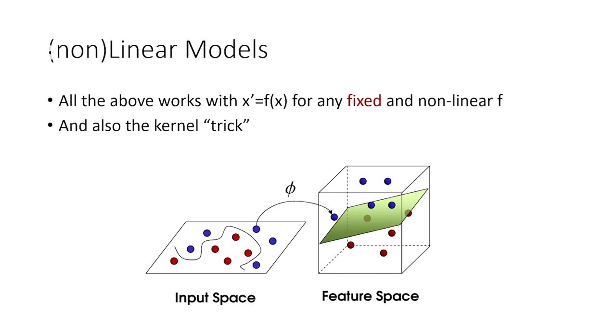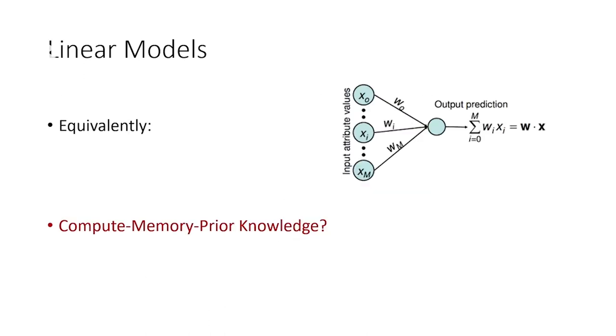Also, there is a way to make things nonlinear using what's known as the kernel trick. I'm not going to get into that today. Very interesting trick. Basically, it turns your input space through some mapping to a higher dimensional feature space. You work in the feature space, but do all the computation in the input space, and that's about it. Okay, so just linear models.